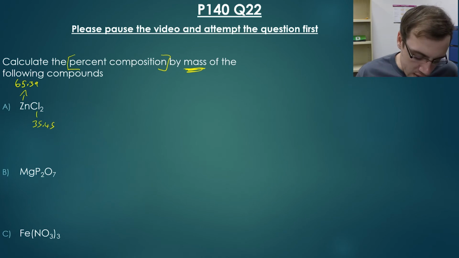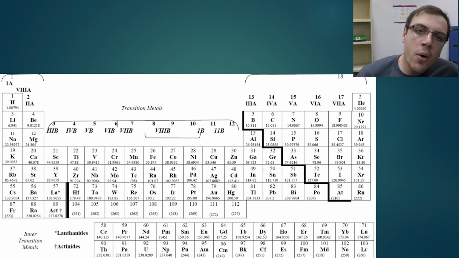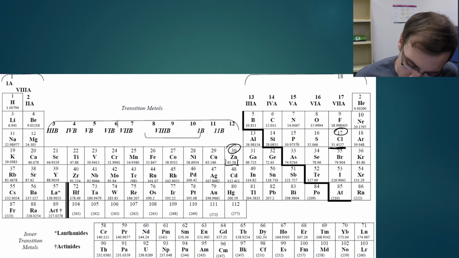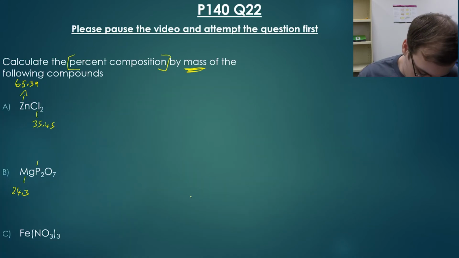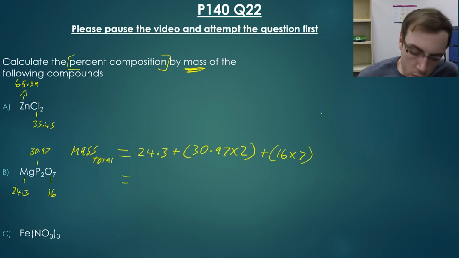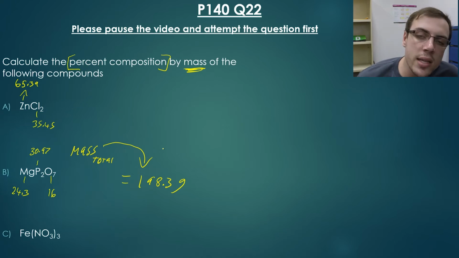Okay, let us now move forward to our next one. So we've got Mg(P2O7). Again, we look at our molar masses for each. We've got Mg, which is 24.3, phosphorus, which is 30.97, and oxygen, which we know is 16. So we look at the total mass and we add all of these together, and we will get a total mass of 198.3 grams.